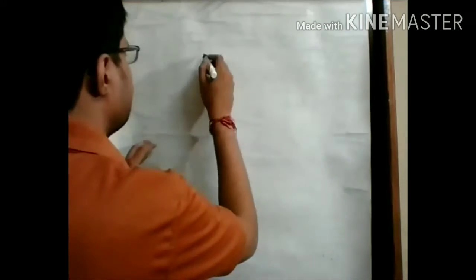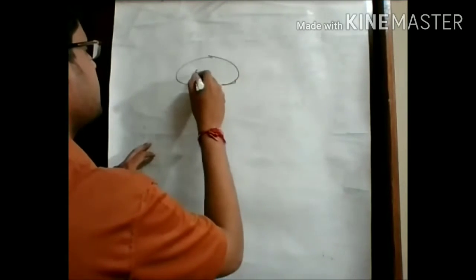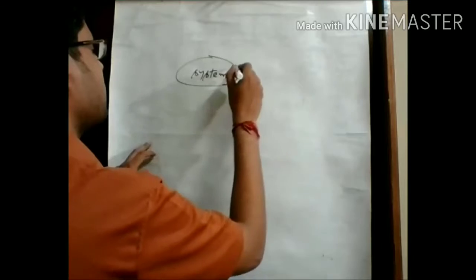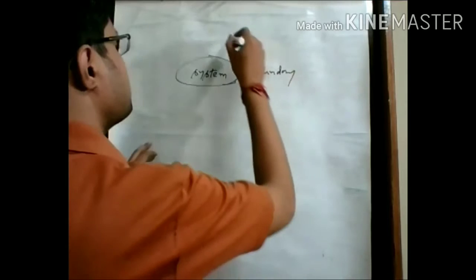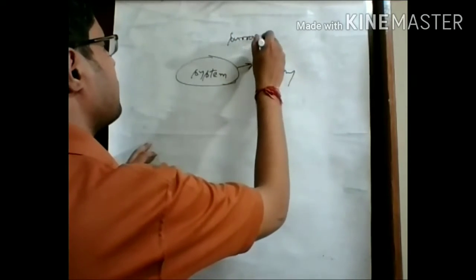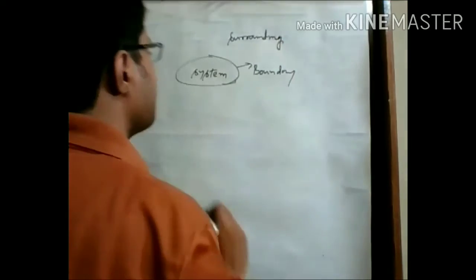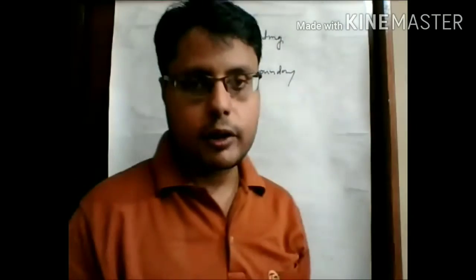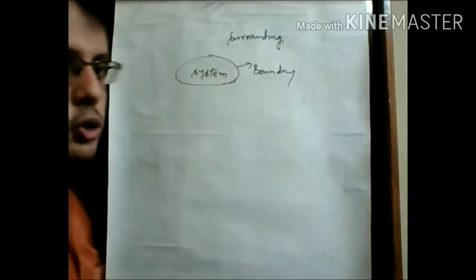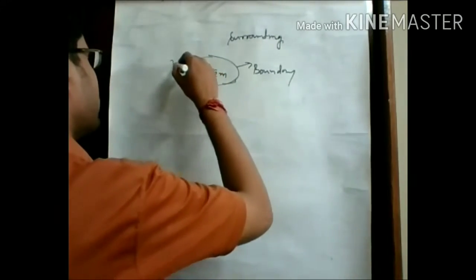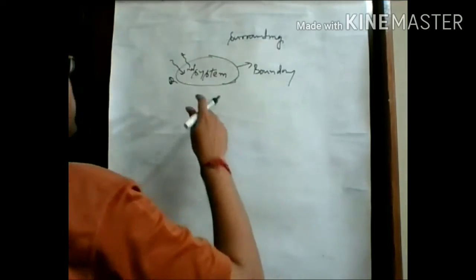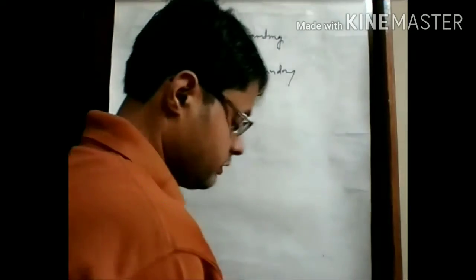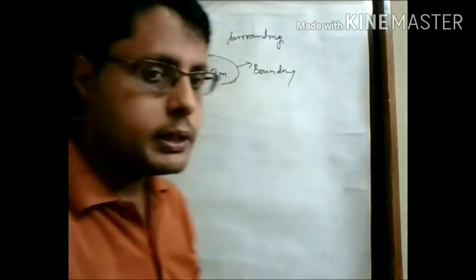So if this is a system, and this is the boundary, and this is the surrounding, we know that heat and work both are boundary phenomena. So whatever amount of Q or work there is must cross this boundary interface, which lies between system and surrounding.